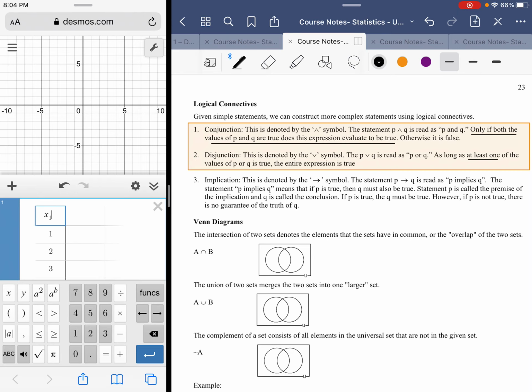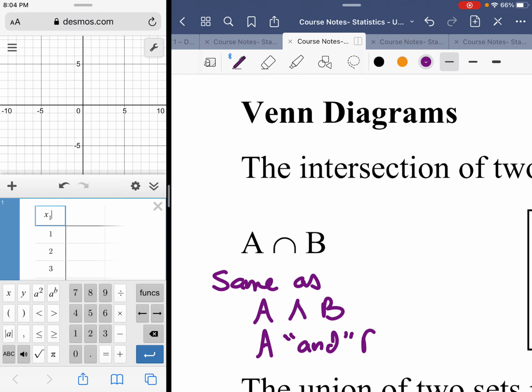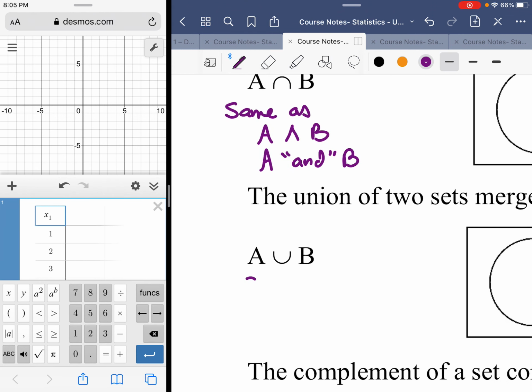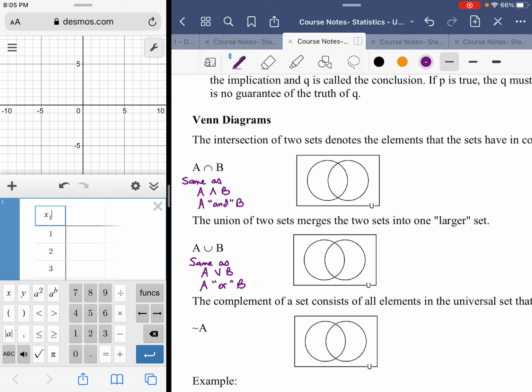So the notation, this upside down U in probability notation or Venn diagram notation is the same as A and B. The U itself is the same as A or B. So it's just getting used to the notation a little bit.